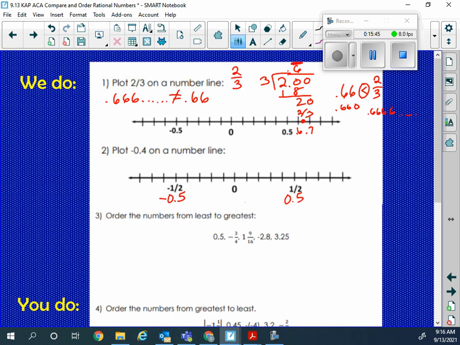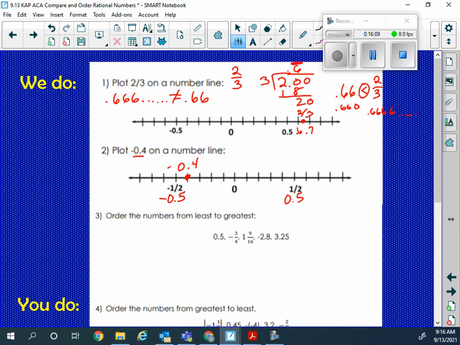So where does negative 0.4 go? Between the 0 and negative 0.5, so they would go 1, 2, 3, 4. Okay? Questions? How are we doing?